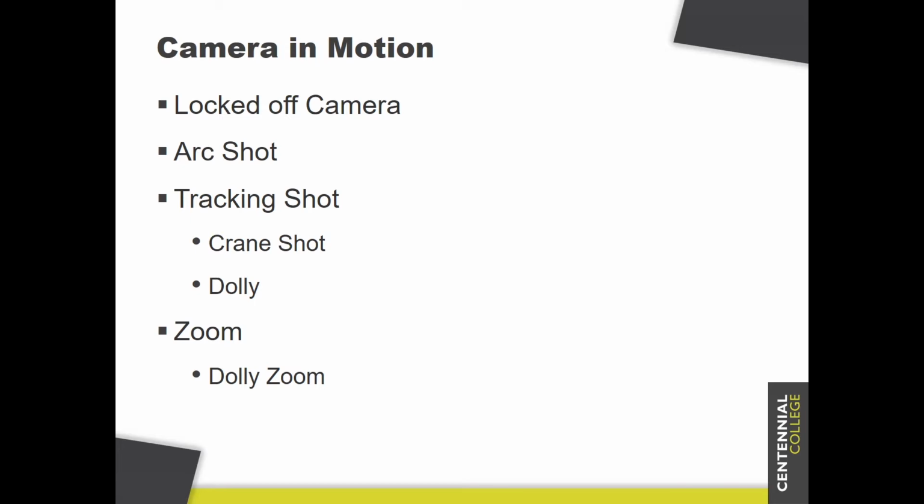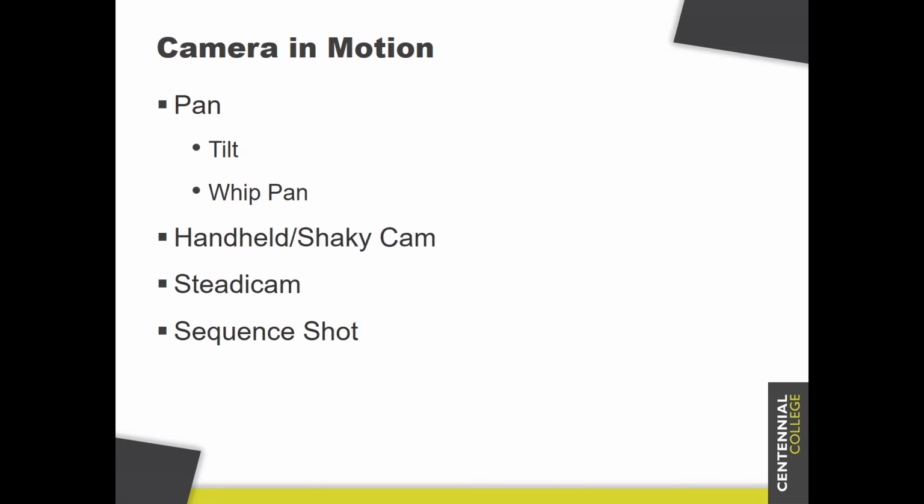Anyway, we're going to talk about several different things. The locked-off camera, which I guess technically isn't really a moving camera. We're going to talk about the arc shot, the tracking shot, including the crane and the dolly. We'll talk about zoom, as well as the dolly zoom as an example. We'll talk about the pan, so the tilt and the whip pan. We'll just talk briefly about the whip pan, because the whip pan is created by moving the camera very quickly, but it's more of a transition. We're going to talk about the handheld or shaky cam, and we'll compare that to the Steadicam. And lastly, we're going to talk about the sequence shot.